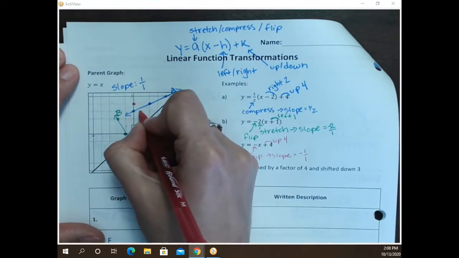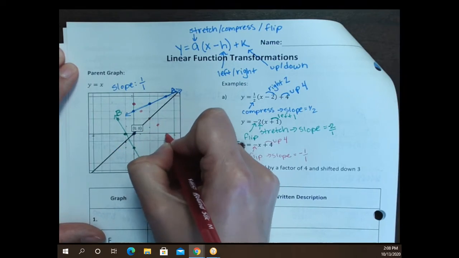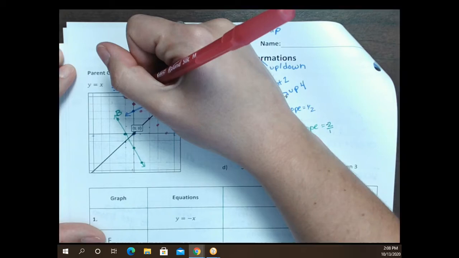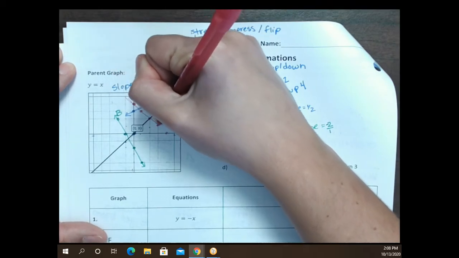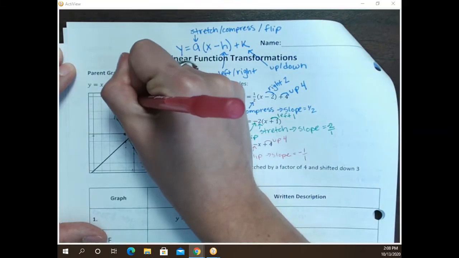So down 1, forward 1, down 1, forward 1, and so on. So there's my negative slope. There's my line, my graph for C.